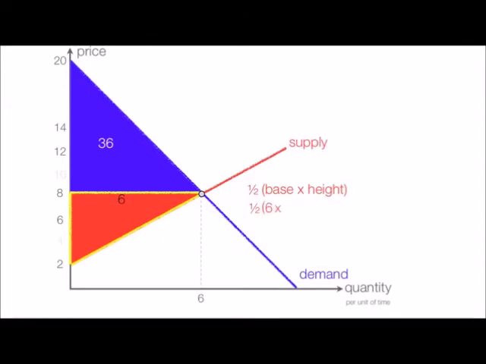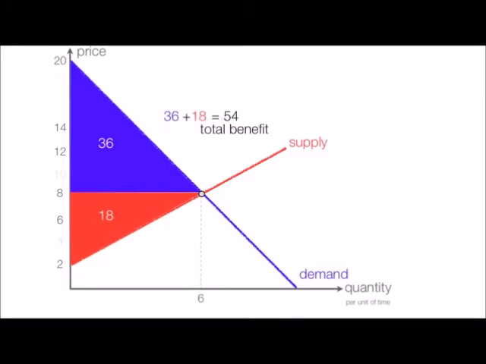The height is also 6. It's 8 minus 2. That 8 and that 2, which equals 6, of course. This gives me 1/2 times 6 times 6, or 1/2 times 36, which equals 18. So producer surplus is 18. 36 plus 18 is equal to 54, and this is total benefit.